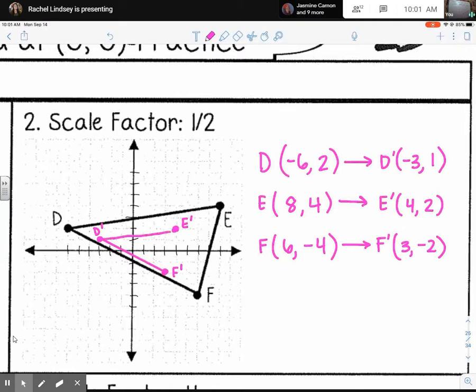So did we reduce or enlarge this shape? Reduce. We reduced it.